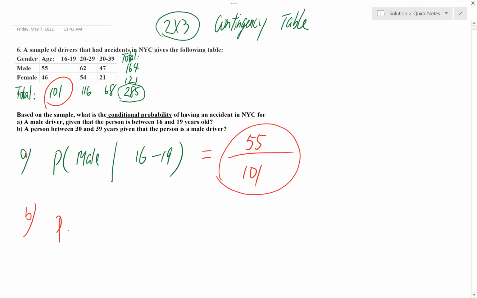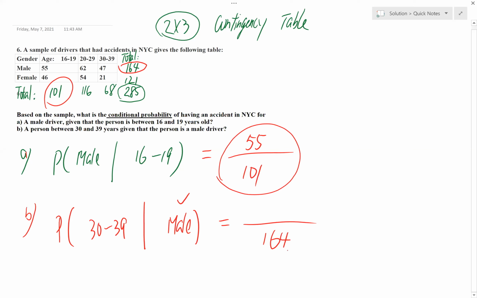Part B, age group between 30 to 39, given that it's a male driver. So the given condition is a male driver. So you're going to look into all the male drivers, 164.